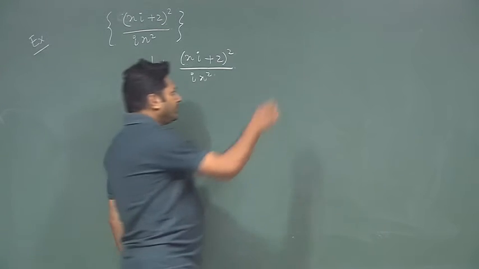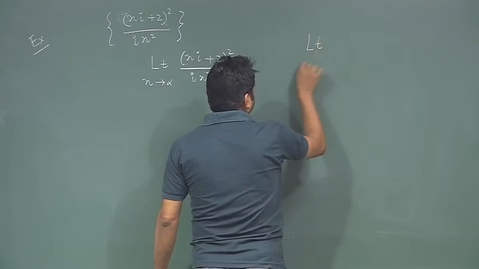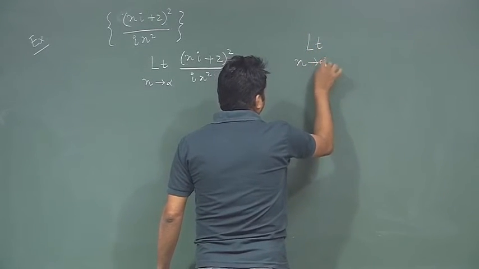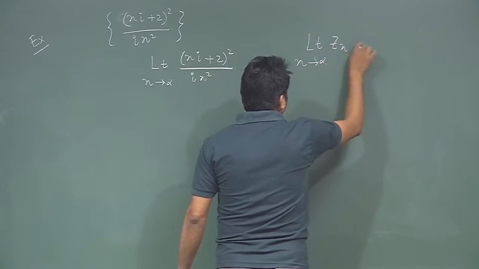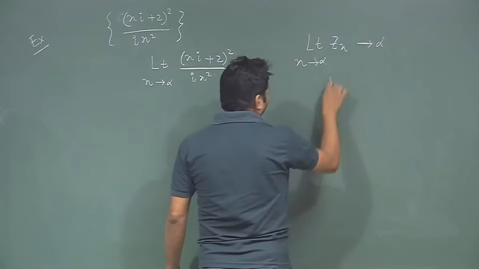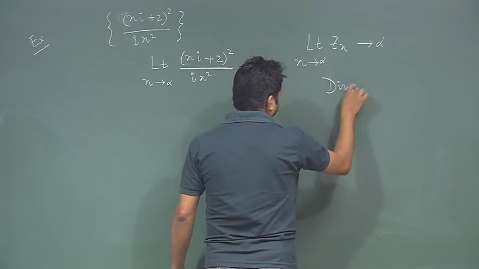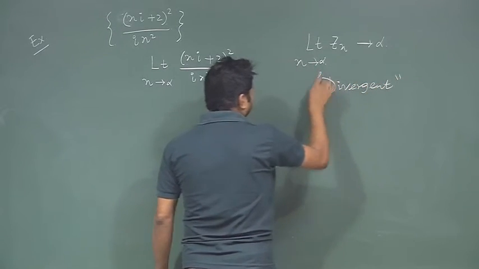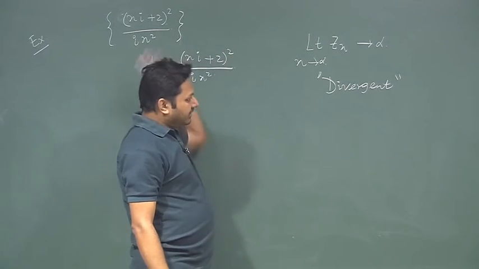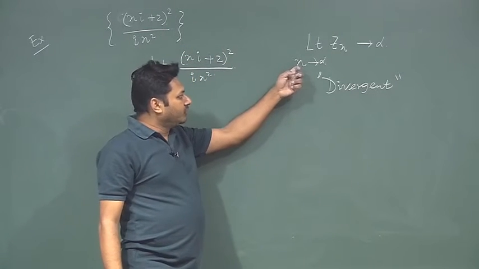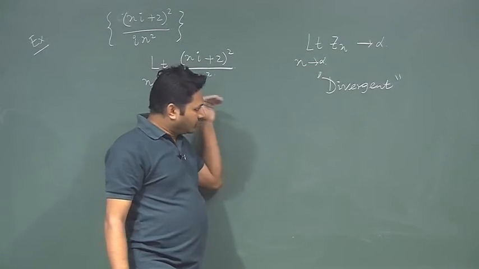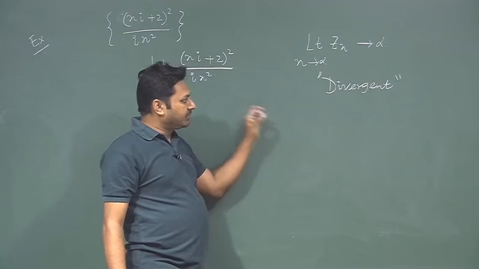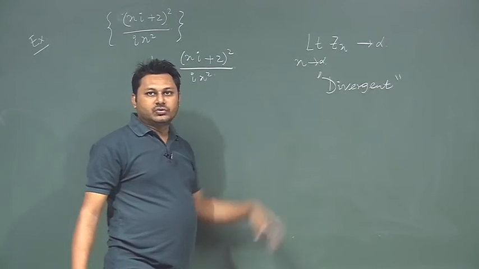By the way, I need to mention one thing also. If the limit as n tends to infinity of Zn goes to infinity, then obviously it is divergent. It is divergent in nature. That means even though I am moving my n tends to infinity, it is not tending to some specific point, rather it goes to infinity.